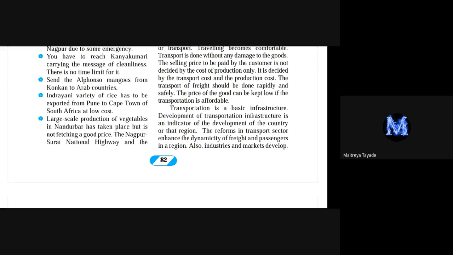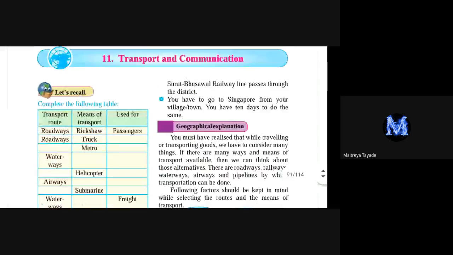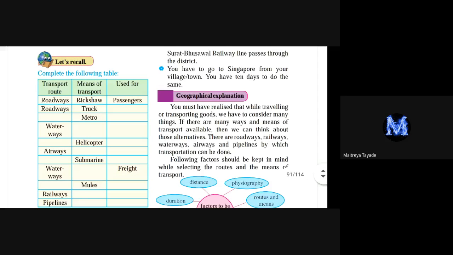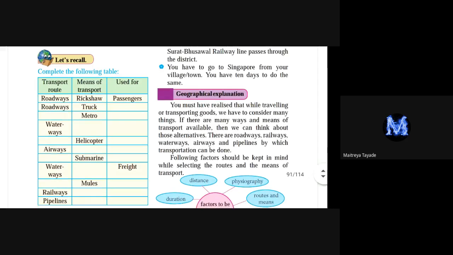Large scale production of vegetables in Nandurbar has taken place but is not fetching a good price. The Nagpur Surat National Highway and Surat Bhusawal railway line pass through the district. Obviously, they have given the information that the railway line is passing through there. You will definitely use railway, right? You will use railways for that purpose.